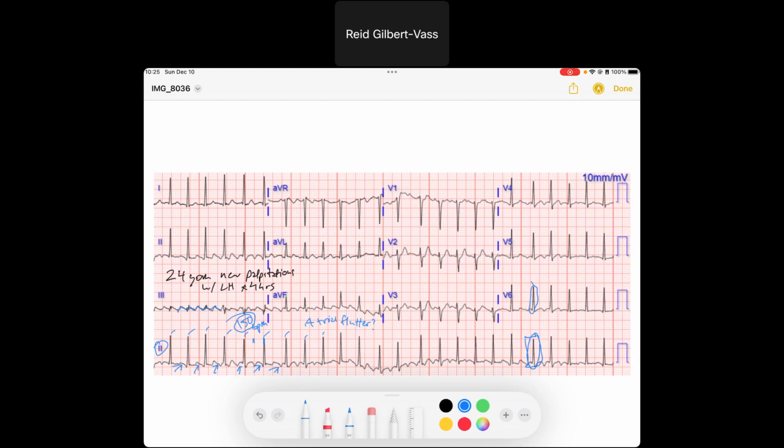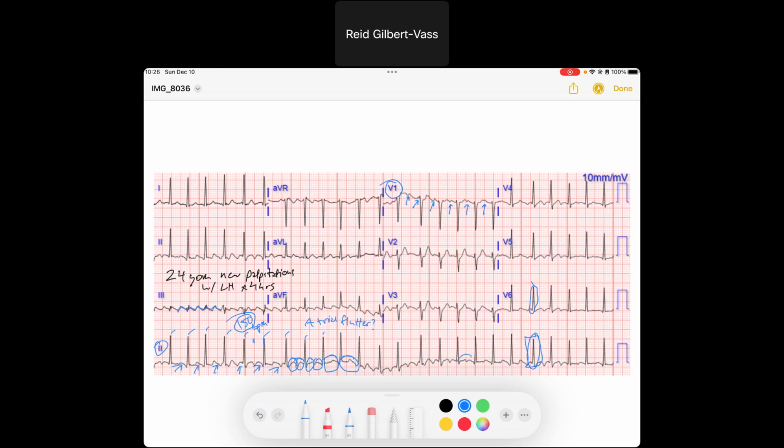You can always look in V1 if you think it's atrial flutter, and look at P waves that are caused by these flutter waves. It's very close, but ultimately, the reason I would say this isn't atrial flutter is because these flutter waves should be monomorphic the entire time. All of these flutter waves should look the same. You can see there's kind of moments where the flutter wave morphology will change.